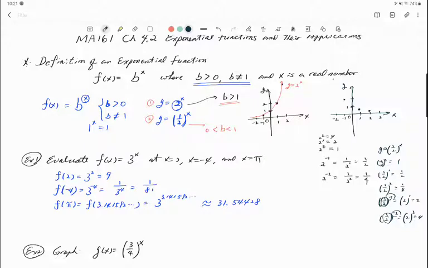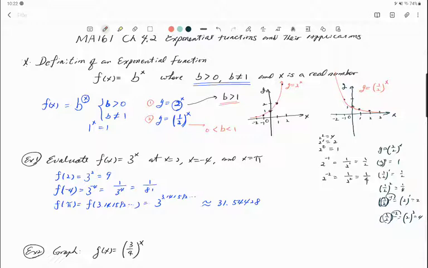So if you connect these points, then the graph is decreasing like this, decreasing, all right? Something like this. It looks like this. Can you see? So this is the graph of y equals, where the base is less than 1. So let's keep this in mind.